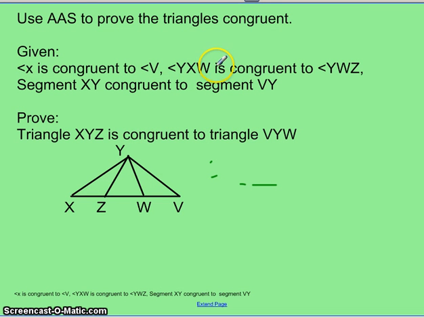Looks like we've got a little proof here. It says that we're given this information. We're trying to prove that these two triangles are congruent.